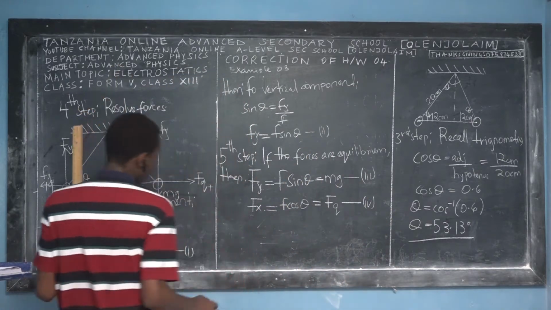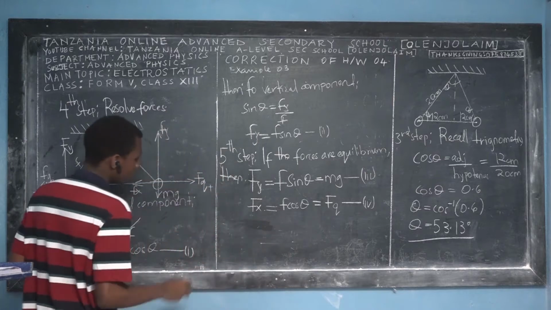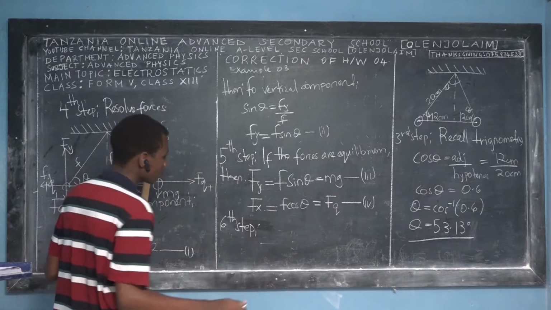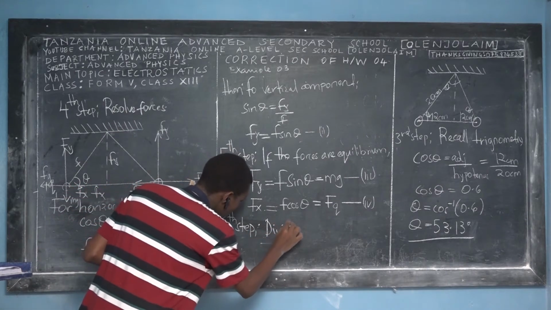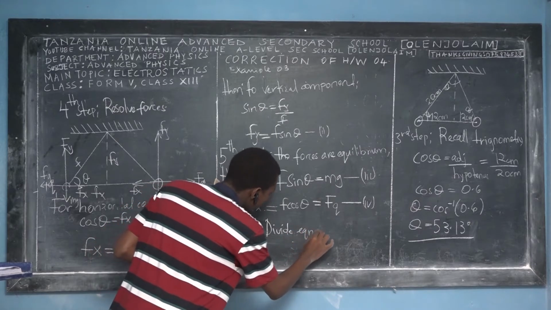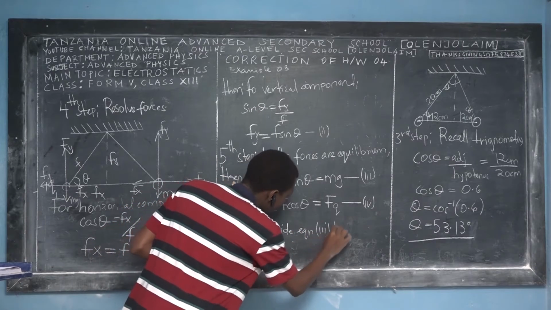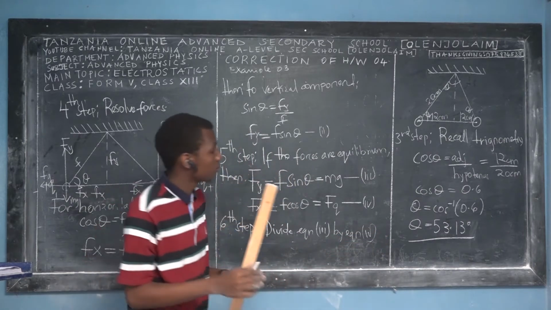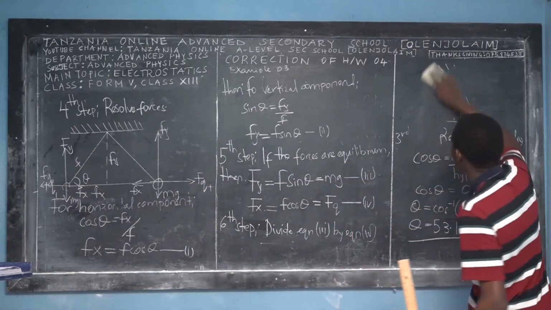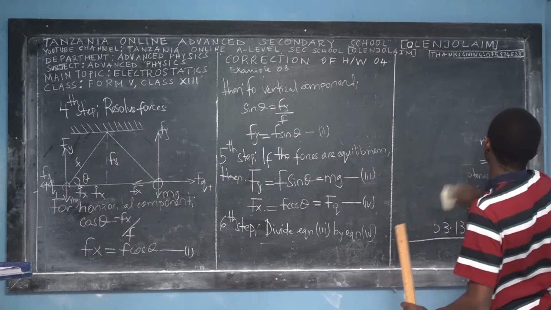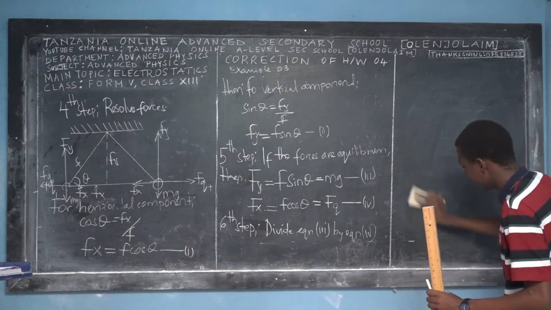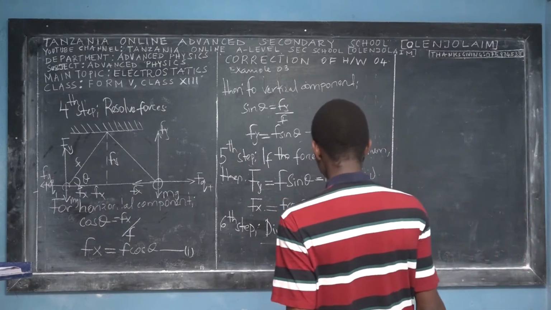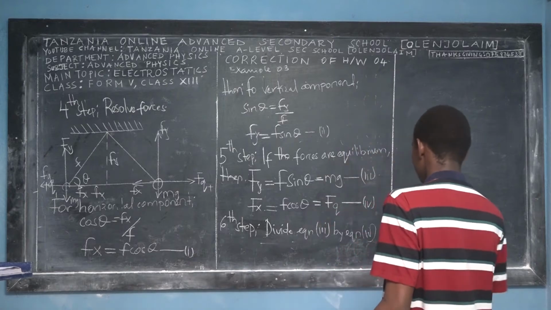For me, how I think, sixth step: divide equation 3 by equation 4. Physics is wonderful. The way I solved it on my exercise is different from the way I'm solving right now here. So, divide equation 3 by equation 4.